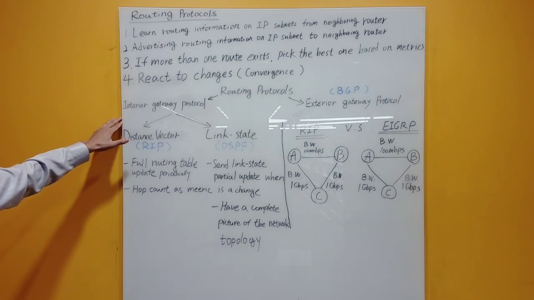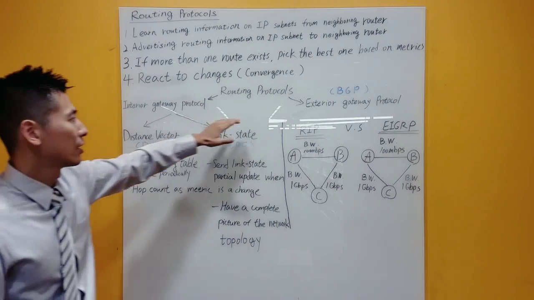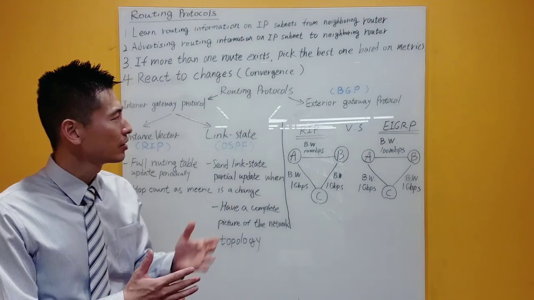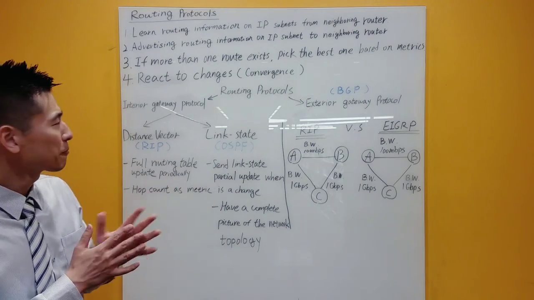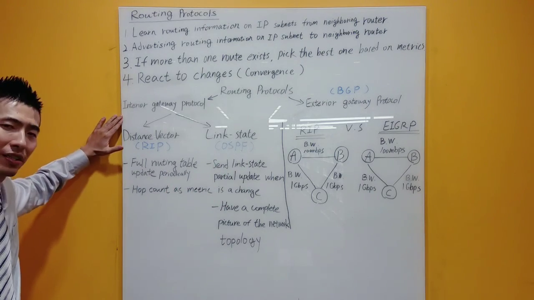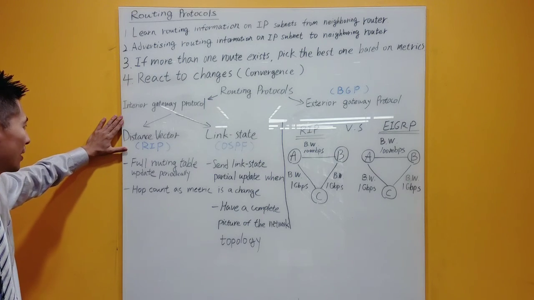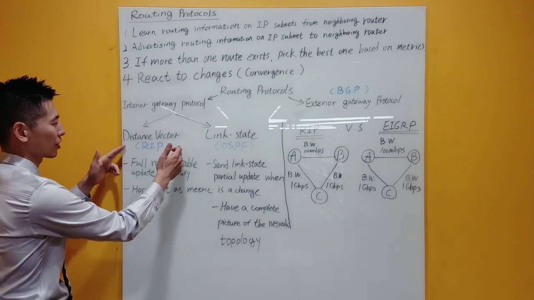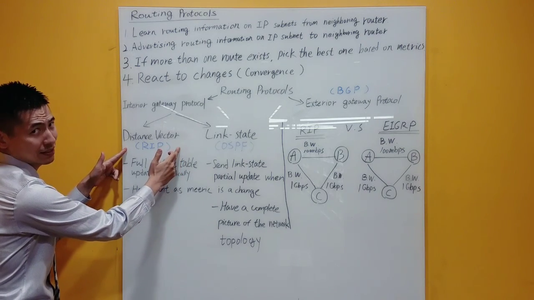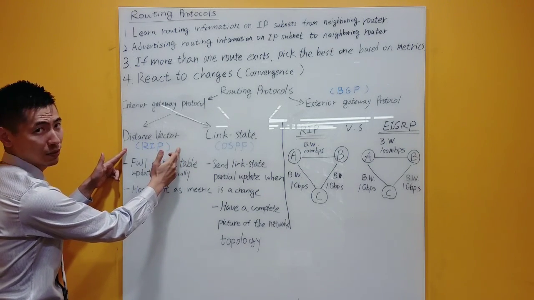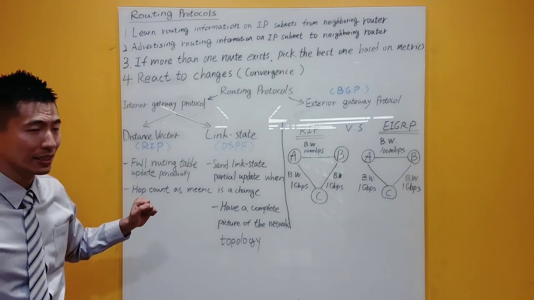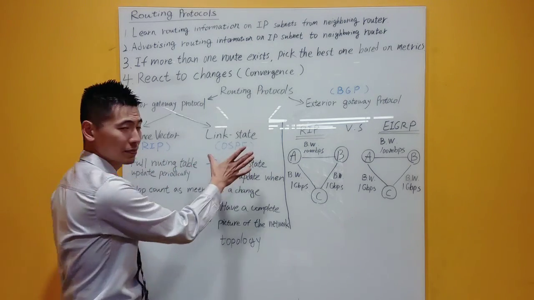Now, routing protocols, there are 2 types of it. The first one is interior gateway protocol. The second one is exterior gateway protocol. For exterior, it's pretty simple. It's usually just BGP. But for interior, there are 2 major types. The first type is distance vector. A really good routing protocol to represent distance vector is RIP. And there's also link state, and a really good example would be OSPF.